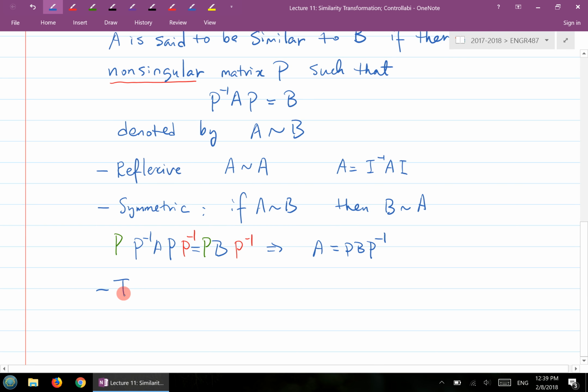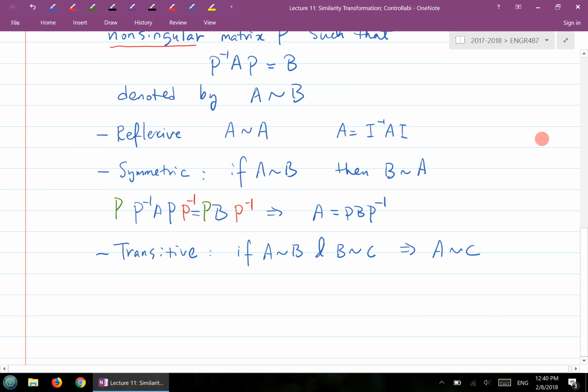And then another one is called the transitive property. This essentially means if A is similar to B and B is similar to C, then we can say that A is similar to C. So that's the transitive property. And this is also quite easy to prove.